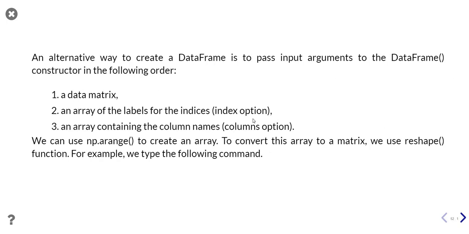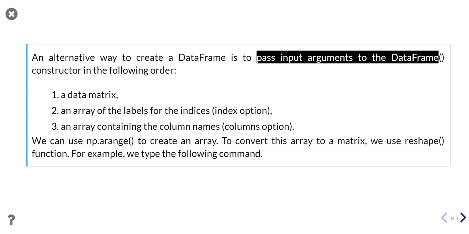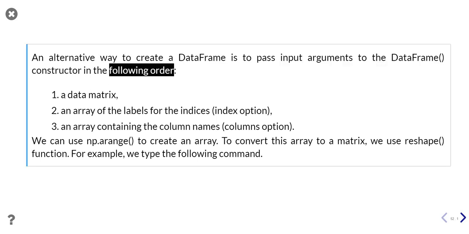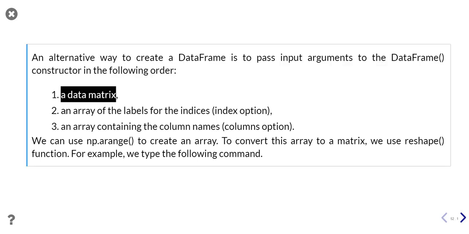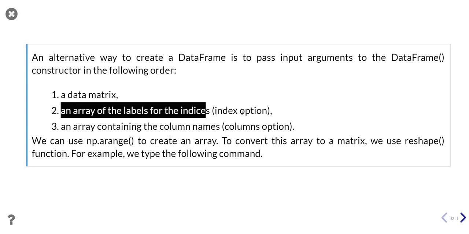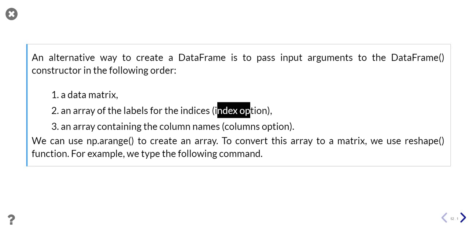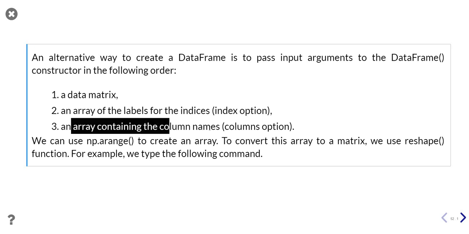So what we have seen earlier is one way of creating a data frame, which is to create a dictionary object. But there's also an alternative way to create a data frame, and that is to pass input arguments to the data frame in the following order. You need to pass a data matrix, you need to pass an array of labels for the indices by using the index option, and also an array containing the column names. For this one you use the columns option.